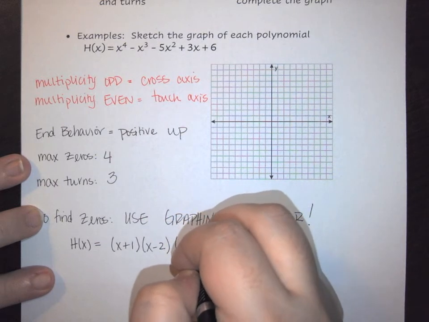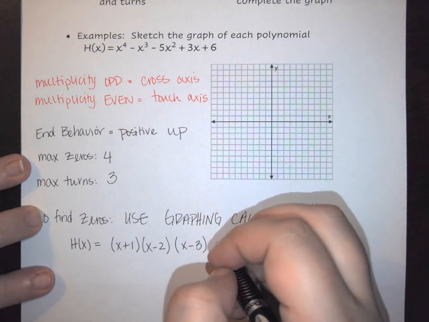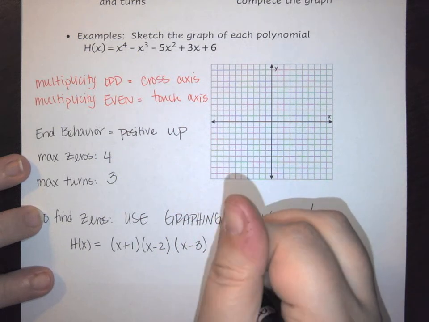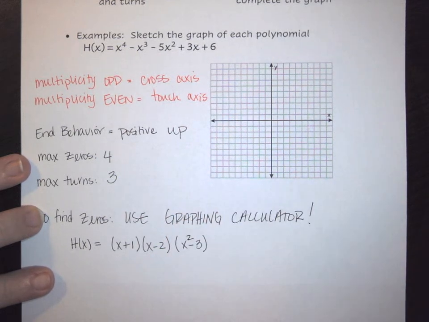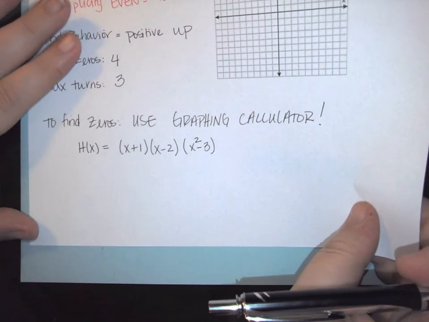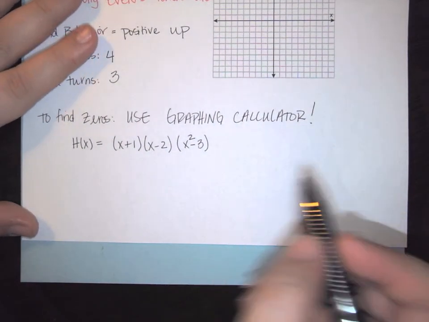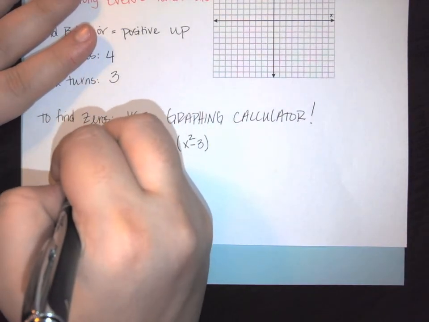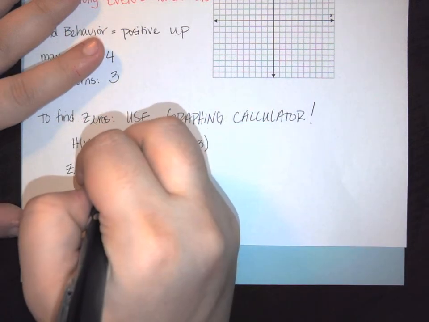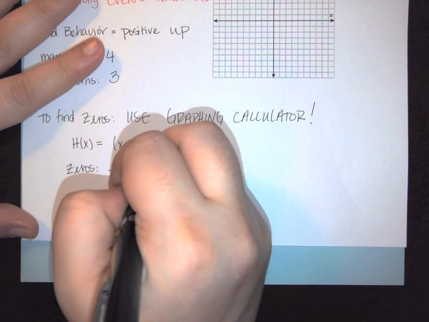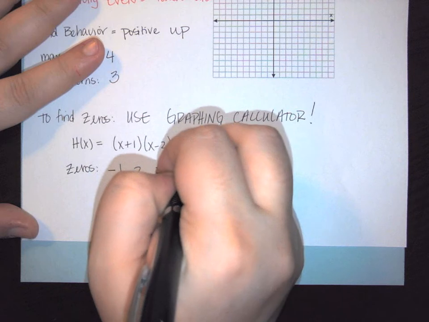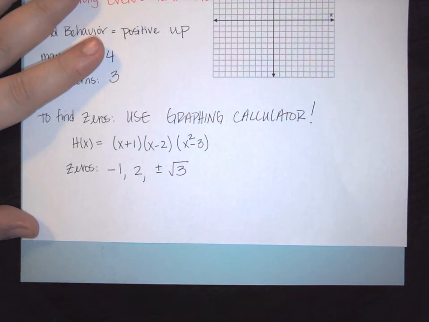Times x minus 3. Sorry, x squared minus 3. And so in this case, if we take a look at your zeros, this is going to occur at -1, 2, and plus or minus the square root of 3.